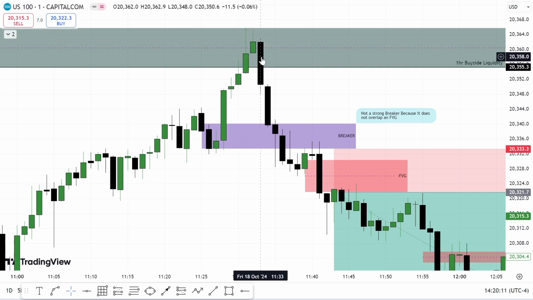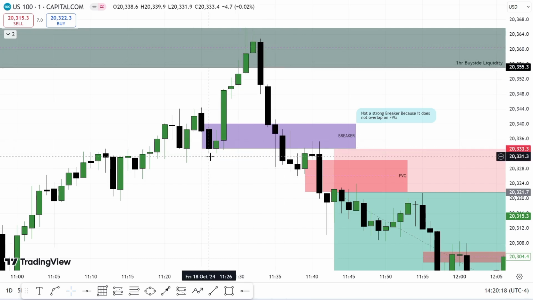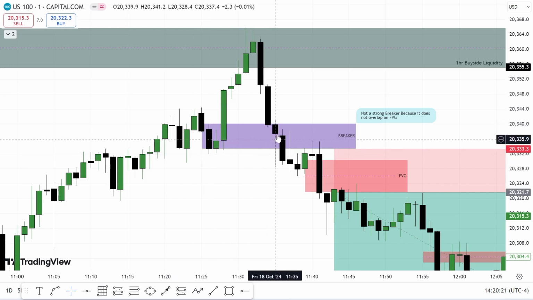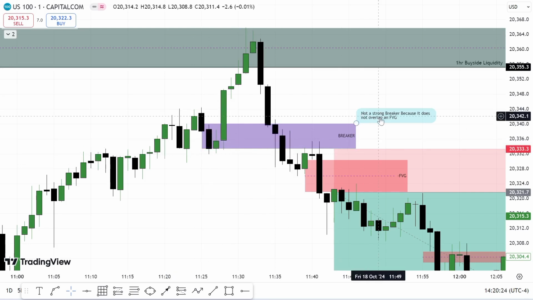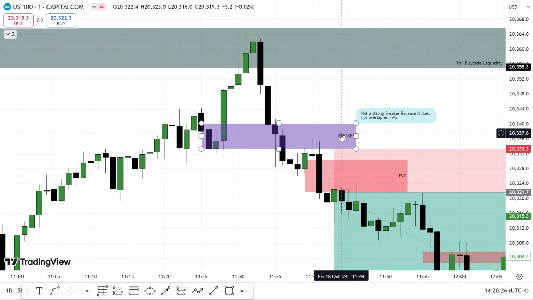And you see how this bullish fair value gap failed to hold as a bullish fair value gap, instead broke down, took out this low here. This is a shift in market structure. Then this is a breaker, but I don't really see that as a strong breaker because it does not have a bearish fair value gap that overlaps that.